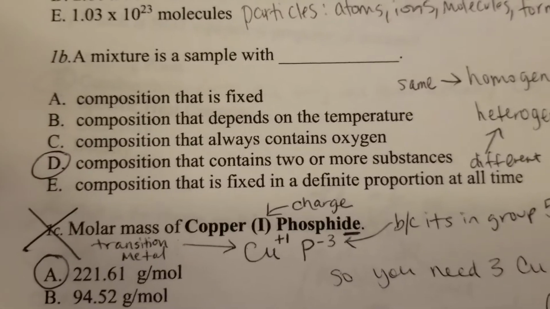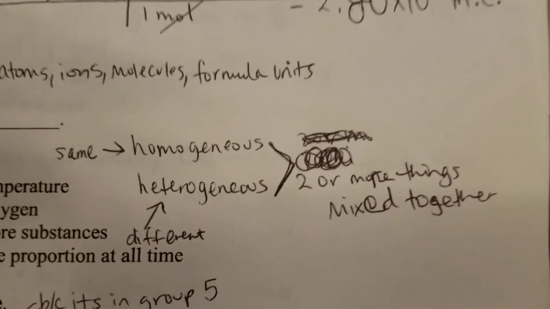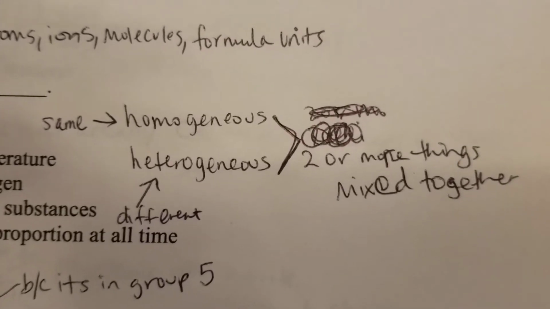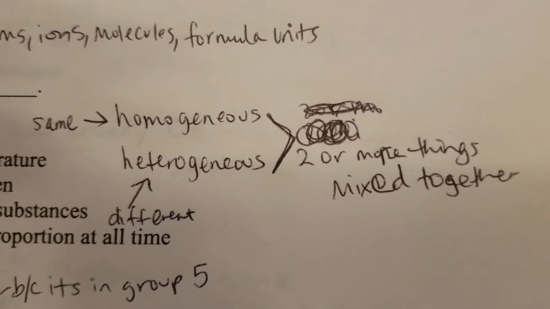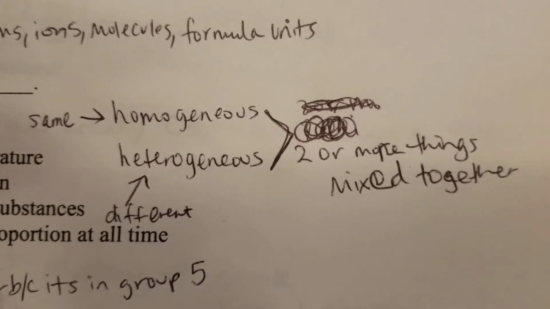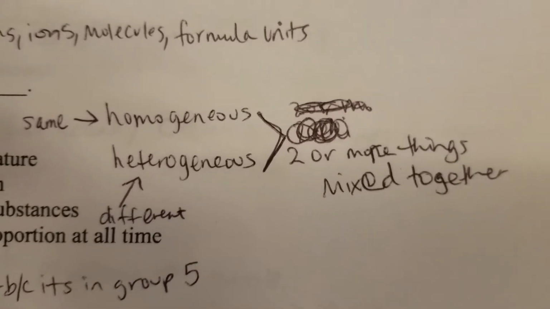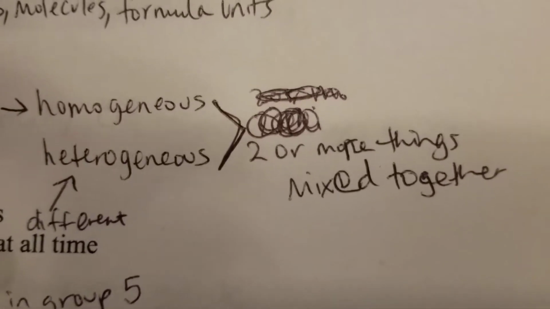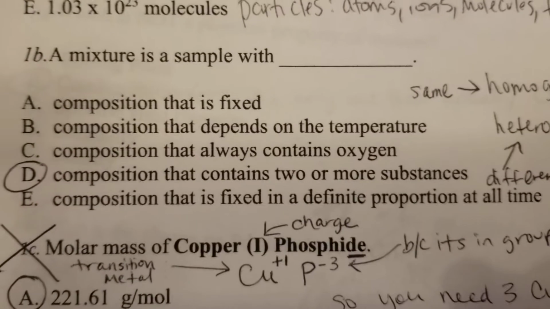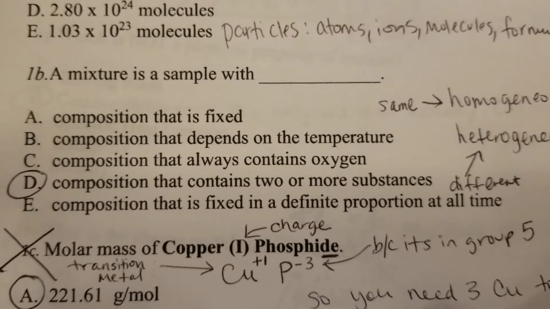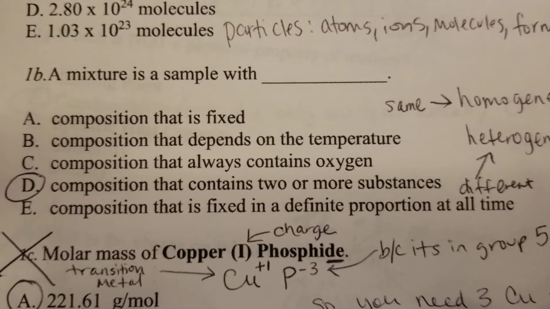Okay, it says a mixture is a sample with. You need to know that there are two types of mixtures. One's called homogeneous and one's called heterogeneous. Homo just means the same, hetero means different. That doesn't really matter for answering this particular question. Basically, you just need to know that mixtures are when two or more things are mixed together. So if I look at my options, the only thing that is correct here about a mixture is letter D.